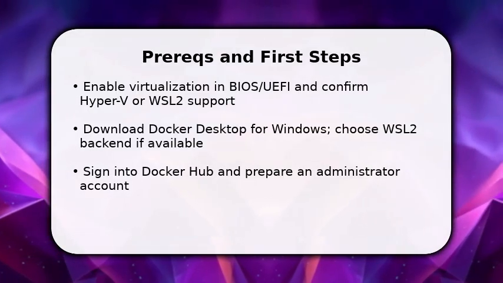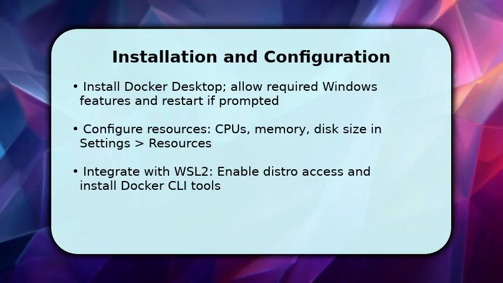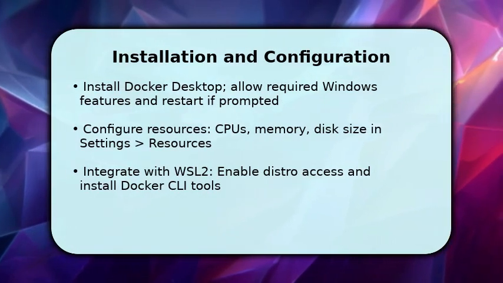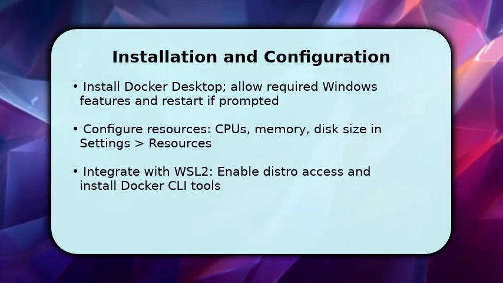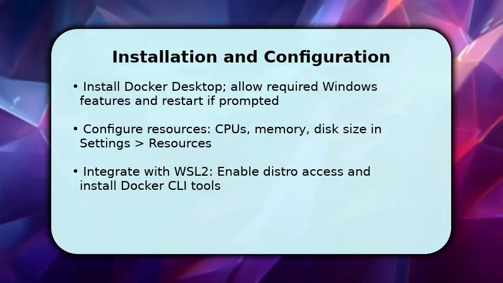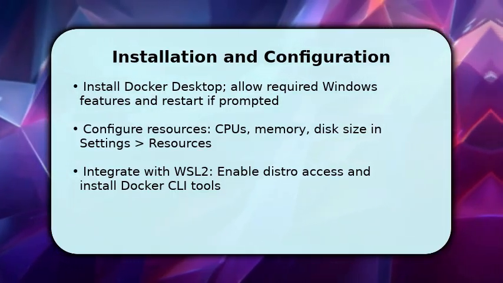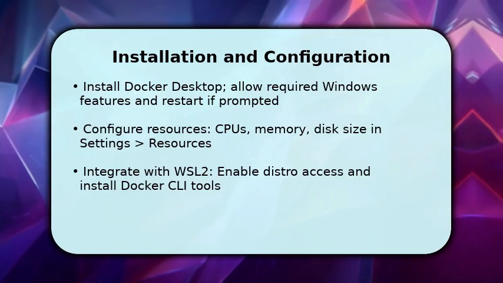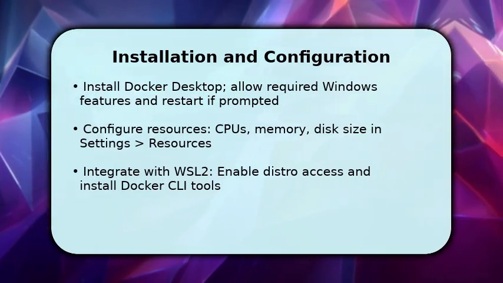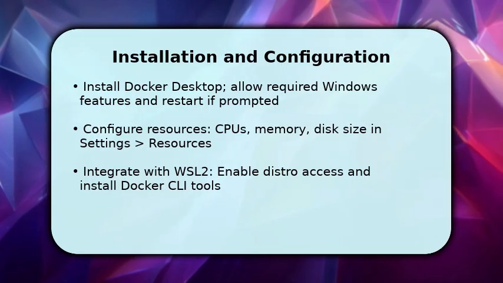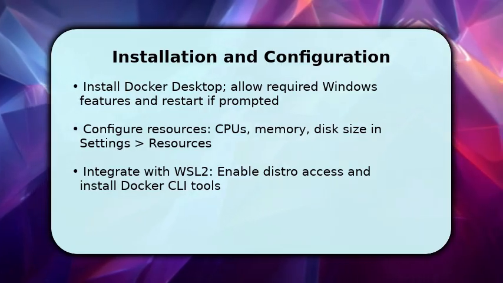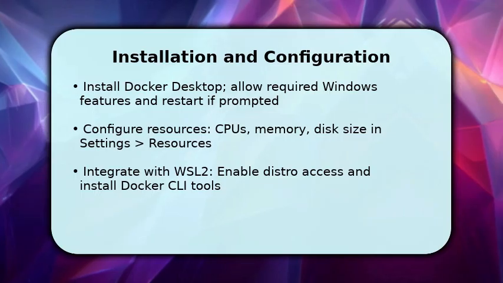Now you proceed with installation and configuration. Install Docker Desktop and accept prompts to enable required Windows features. Restart if the installer requests it because the kernel integration needs a clean boot. Next, open Settings and tune resources. Assign CPUs, memory, and disk based on your workload to avoid slowdowns.